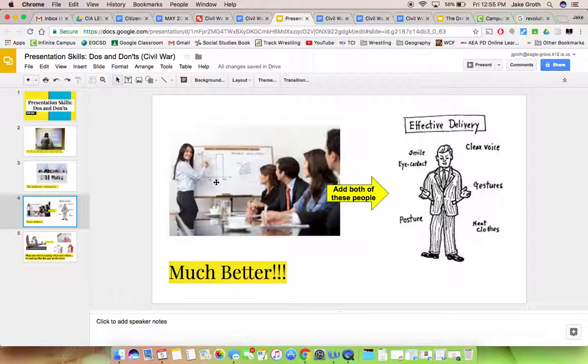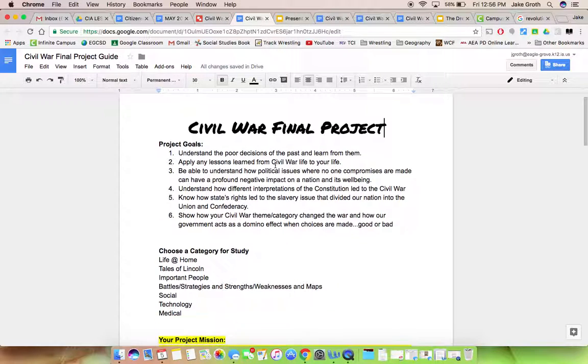The other thing with this is that you've got this guy over here. These are things you definitely want to do. Smile, eye contact. You want to look at your people. Clear voice, gestures, moving your hands, pointing to things, making emphasis by holding your hands up. You've got to dress up. That's also part of your grade as well. And good posture. Stand up straight. Okay, a few more things and we'll be done here.